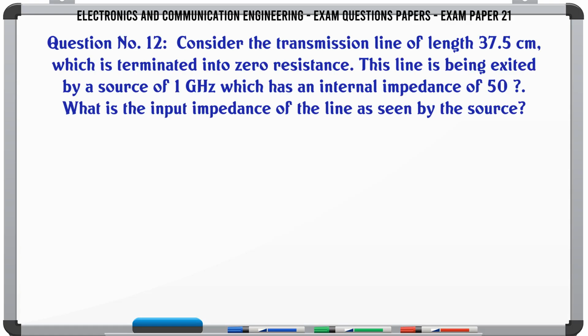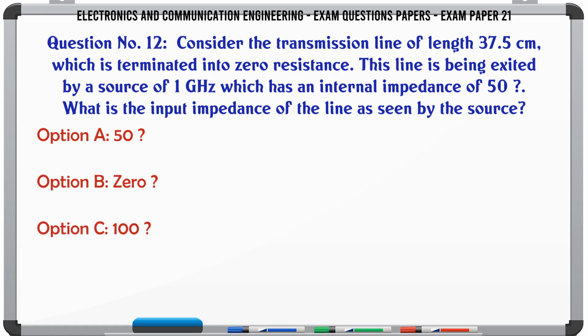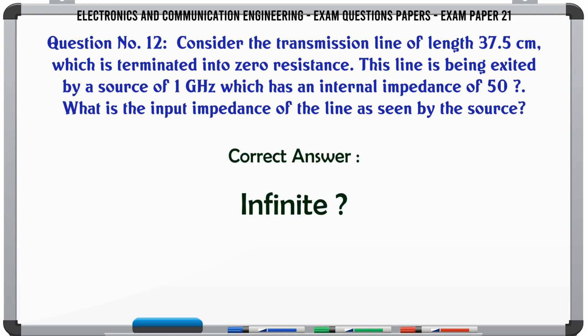Consider the transmission line of length 37.5 cm which is terminated into zero resistance. This line is being excited by a source of 1 GHz which has an internal impedance of 50 ohms. What is the input impedance of the line as seen by the source? A. 50, B. 0, C. 100, D. Infinite. The correct answer is infinite.